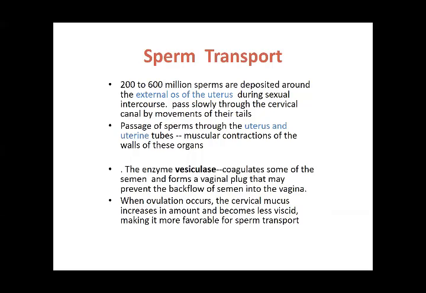outside. They are deposited in the vagina, and there this enzyme vesiculase coagulates some of the semen and forms a plug, and it does not allow the sperms to pass out. When ovulation occurs, the cervical mucus becomes thin, and it allows the sperms to move upward and reach the fallopian tube.